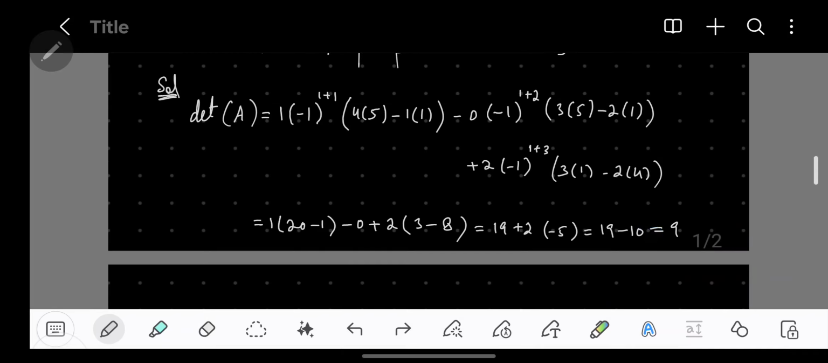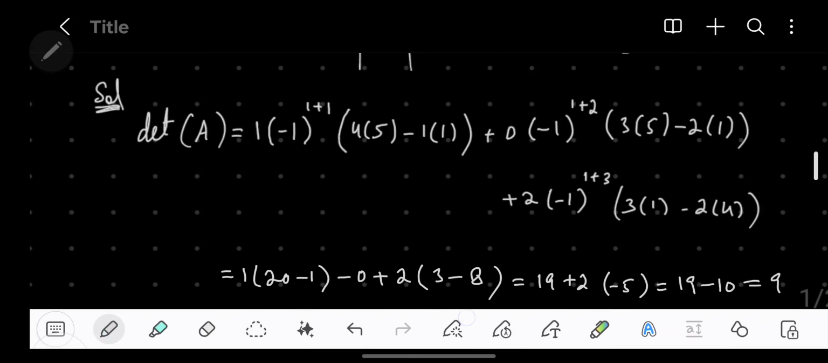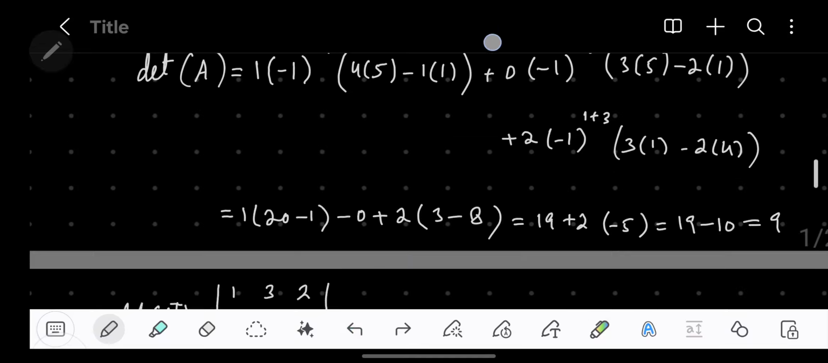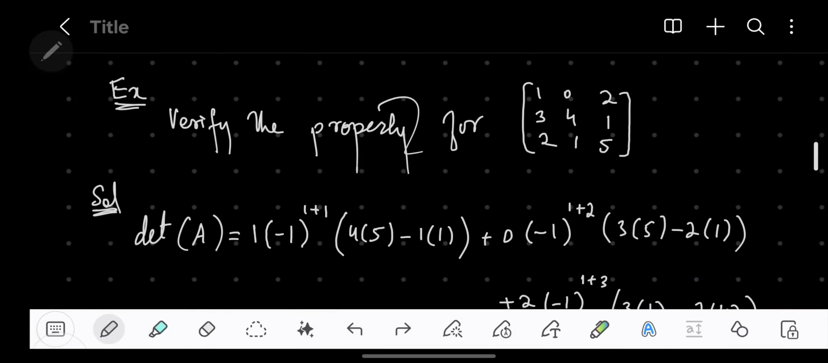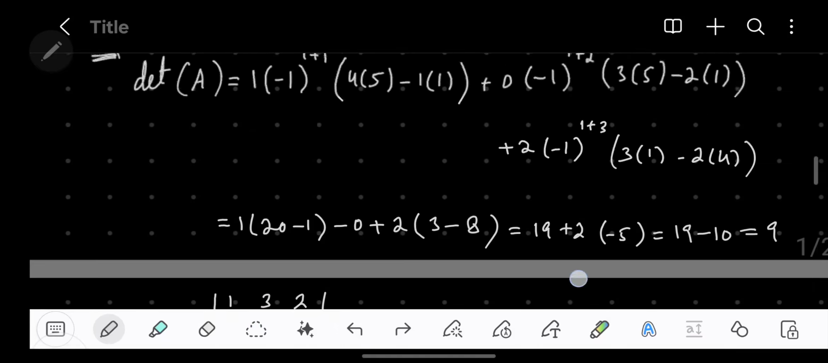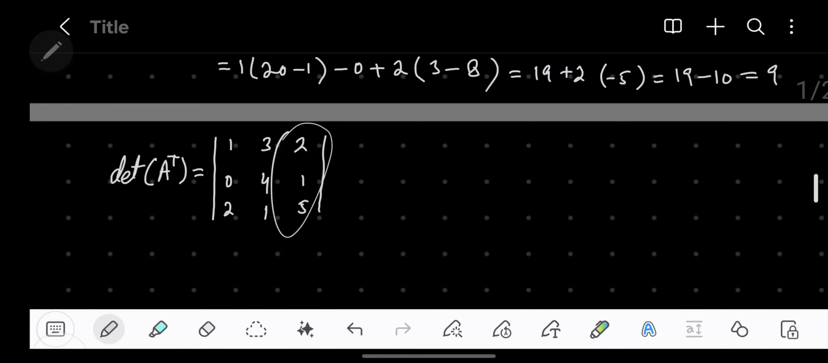Now let's calculate the determinant of A transpose. This is the matrix. If I convert every row into a column, for example, this is the row 1, 0, 2, I have made it a column. Similarly, 3, 4, 1 is a row, and I have made it the next column. And similarly, 2, 1, 5 is another row, and I have made it the last column. Now I have to find this determinant.